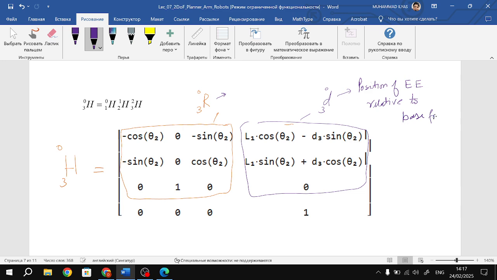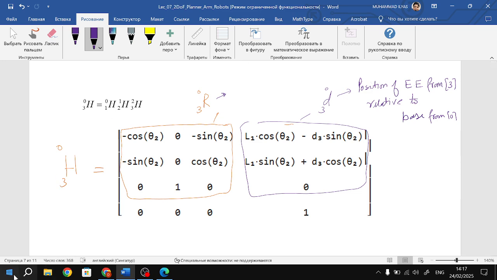So base frame is your 0 frame, end-effector frame is your 3 frame. So this is the meaning of this, right? Similarly, this meaning is the rotation of the end-effector with respect to the base frame. So this is what we finally calculated.